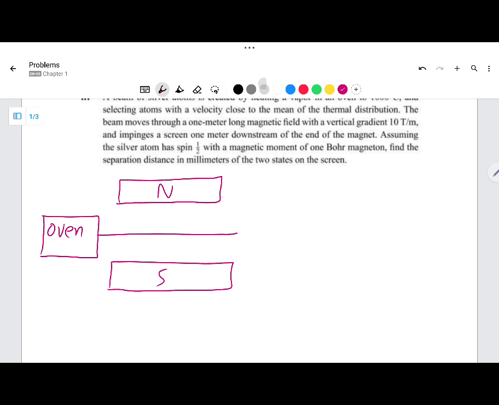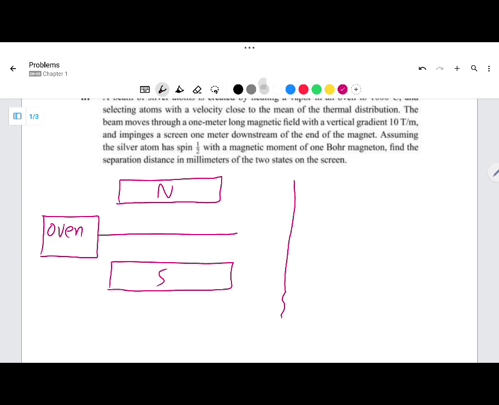and this is now imaged on a screen 1 meter downstream of the end of the magnet. So after passing through 1 meter length of this magnet, they are subjected to a screen. Now they are assuming that the silver atom has a spin half with a magnetic moment of 1 Bohr magneton. Find the separation distance in millimeters of the two states on the screen.